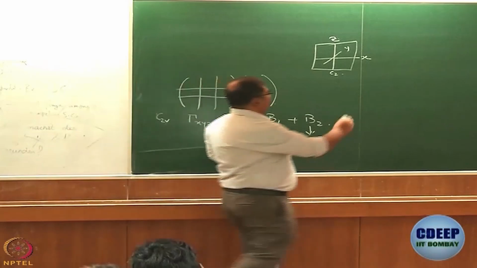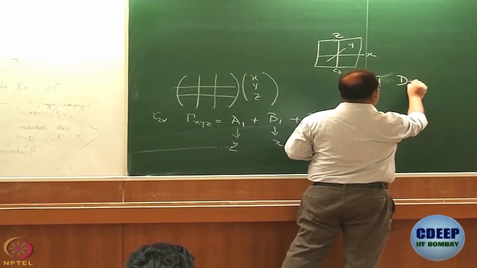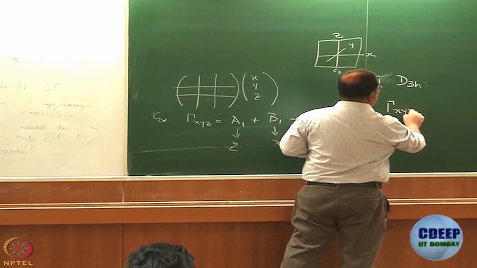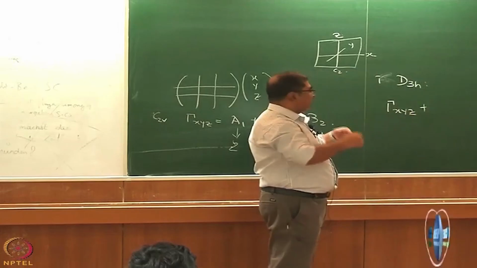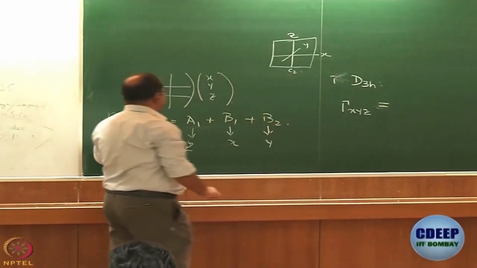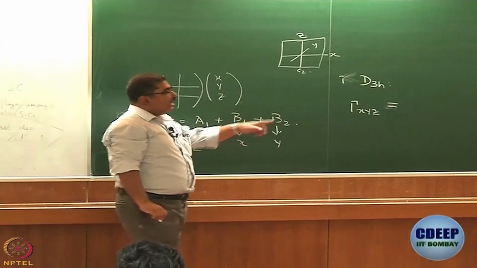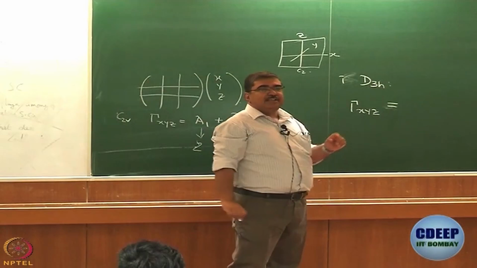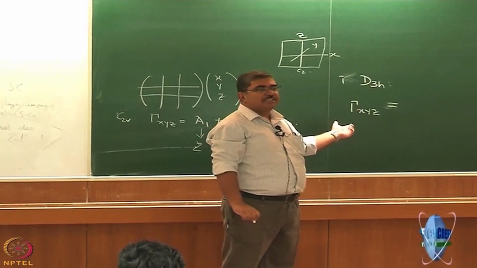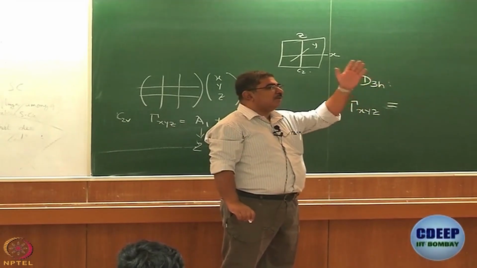For this D3H, what am I doing? What is gamma xyz? Sum of which? So, now we are doing the reverse process. Here I had given you gamma xyz and then we broke it down into constituent irreducible representations. Now, I have shown you the character table. You already know where x belongs, where y belongs, where z belongs. So, what is gamma xyz? How do I get it? Just by adding them. Where does x belong? Where does y belong? Where does z belong?